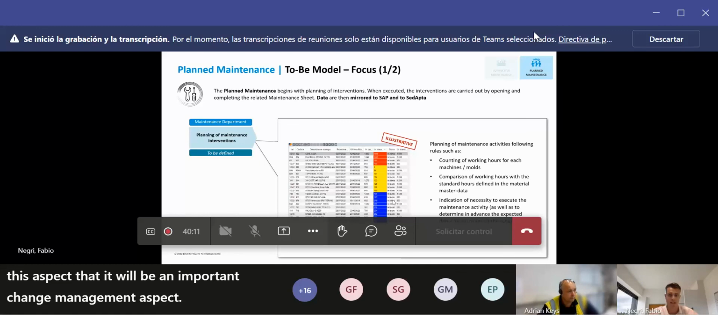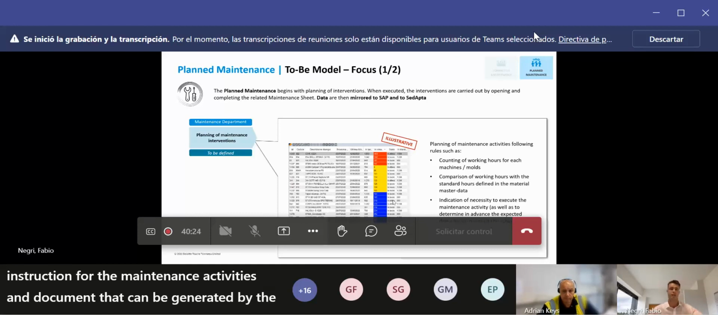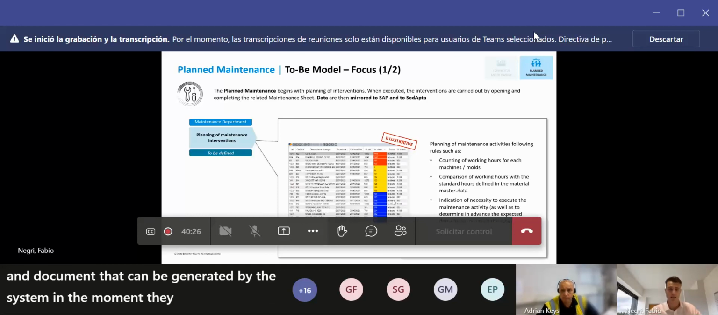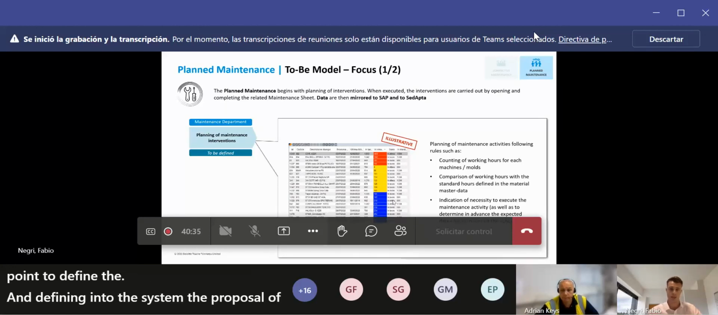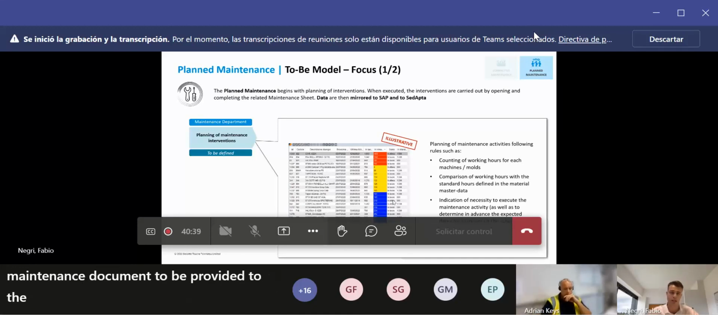By saying that, finally, we saw that in some countries we already have cycles and instructions for the maintenance activities, and documents that can be generated by the system in the moment the intervention is planned. This can be a good starting point to define into the system the proposal of maintenance documents to be provided to the operator, so they can rely on the instructions written in the document.